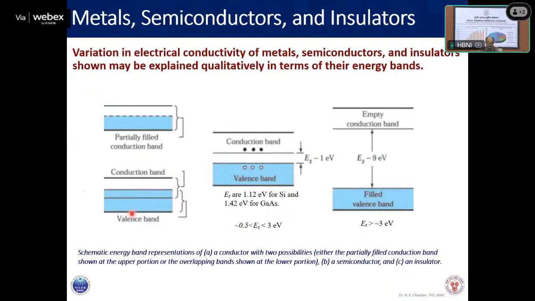So metals either have a partially filled conduction band, or they have both the valence band and the conduction band overlapping, where you can say the conduction band is inside the valence band.